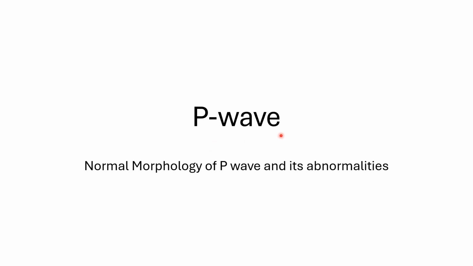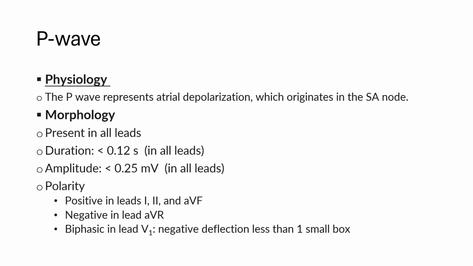P wave. In this video, we will study normal morphology of P wave and its abnormalities. Physiology. The P wave represents atrial depolarization which originates in the SA node, as electrical impulse is initiated from SA node to right atrium, then to left atrium, so there is a slight lapse between atrial depolarization from right side and left side.